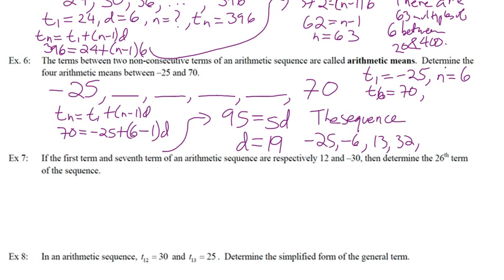Okay, so I could fill in simply by adding 19 each time in my head without the use of a calculator. It's like adding 20 and then subtracting 1. So there we have an arithmetic sequence: -25, -6, 13, 32, 51, and 70. And what they wanted was the 4 arithmetic means, so there they are.